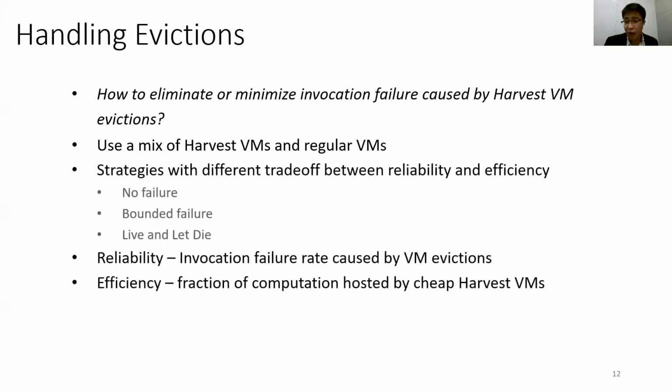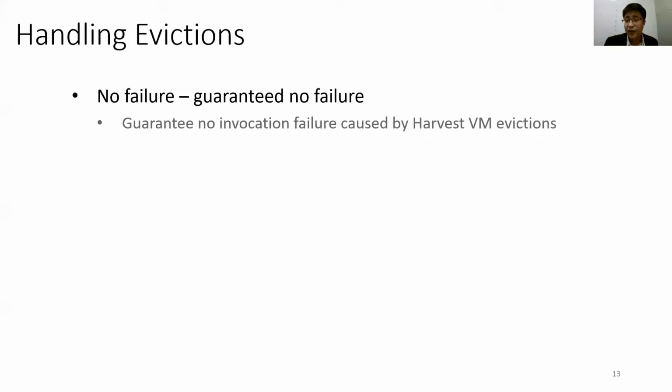To this end, we study three strategies that make different trade-offs between reliability and efficiency. And here, reliability refers to invocation failure rate, and efficiency refers to the fraction of computation hosted by low-cost harvest VMs. The three strategies are the no-failure strategy, which guarantees zero failure rate; the bounded failure strategy, which provides an upper bound on the failure rate; and lastly, the leave and let die policy, which has no theoretical guarantee on failure rate. The study is performed with trace-driven simulation, and we refer interested readers to our paper for the detailed simulation setup. So now let's look at the three different strategies.